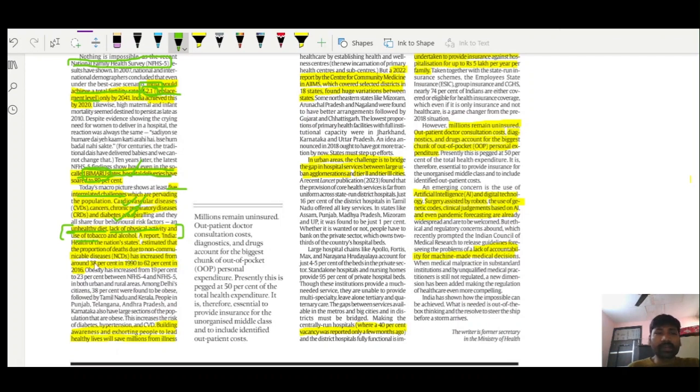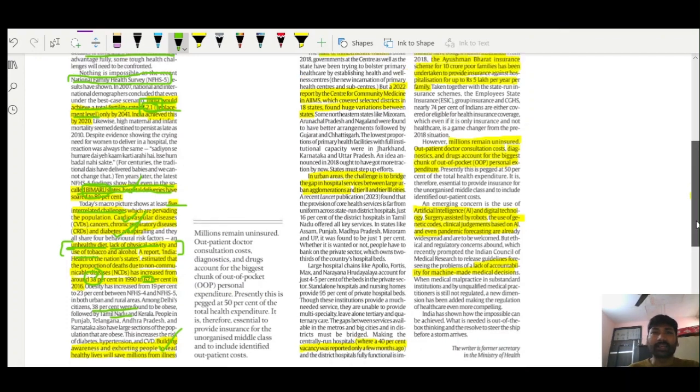And here the data is also highlighted. The intensity of non-communicable diseases has increased from 38% in 1990 to 62% in 2016. And the levels of obesity among people have significantly increased in different states. For example, in Delhi, 38% of citizens were found to be obese, followed by Tamil Nadu. Other states like Punjab, Telangana, Andhra Pradesh also see increasing levels of obesity. And the solution for this is building awareness and exhorting people to lead healthy lives, which will save millions of people from healthcare related vulnerabilities.